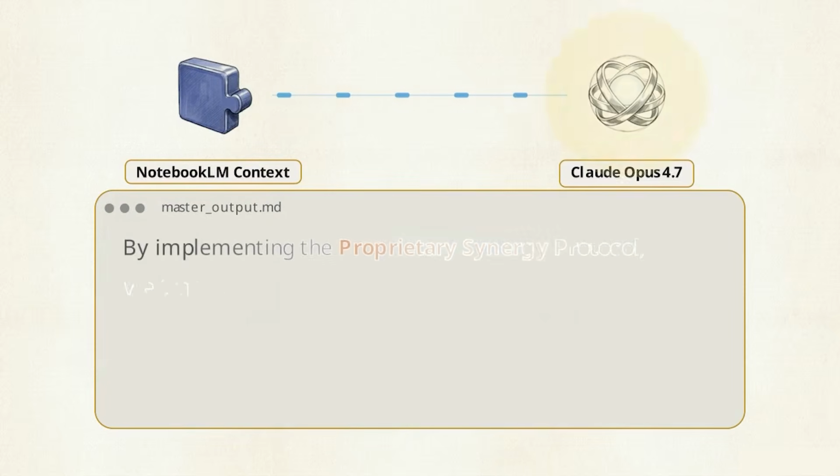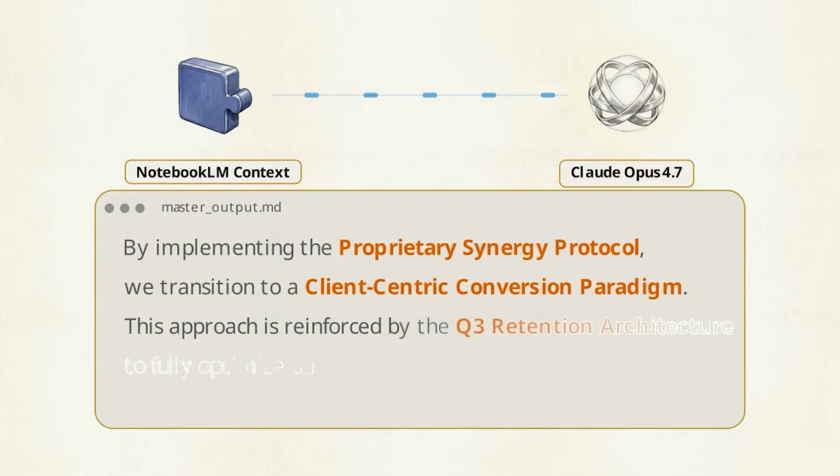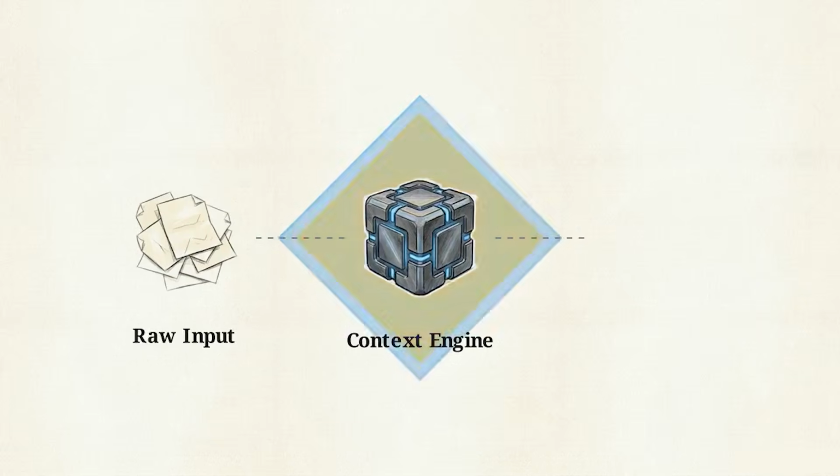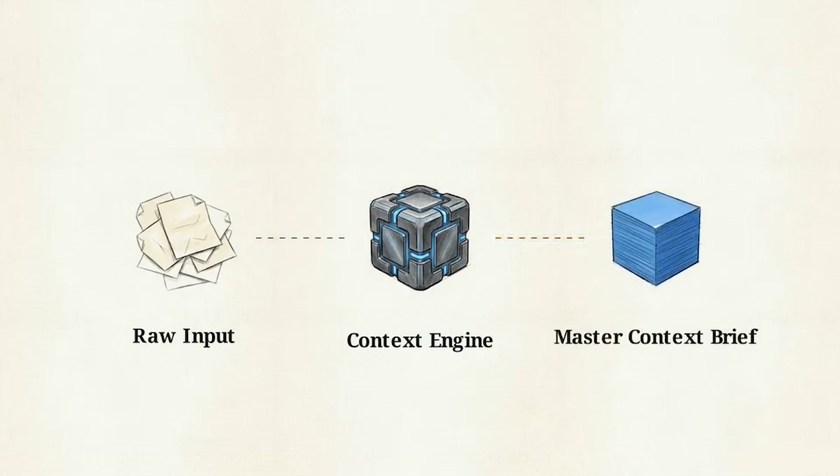What I am going to show you today changes that. And once you see it, you will not be able to go back to the old way. Let me break down exactly how this works. The sequence is more important than people realize. This system pairs Claude Opus 4.7 with Google's NotebookLM. Run them in the right order and your output quality jumps to a different level entirely. Not slightly better, noticeably, obviously different.